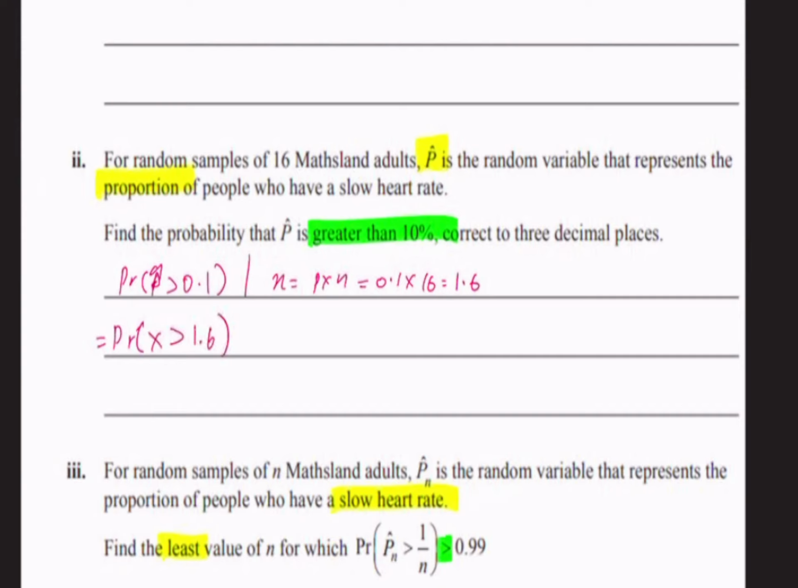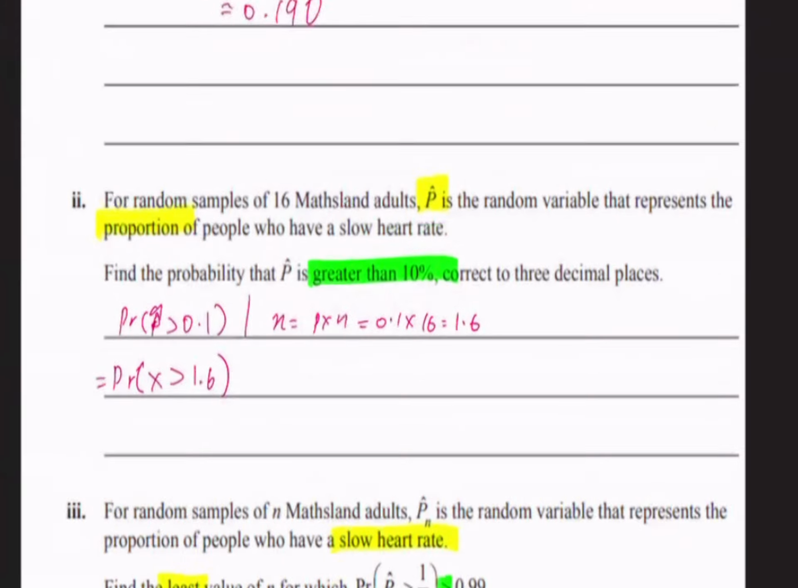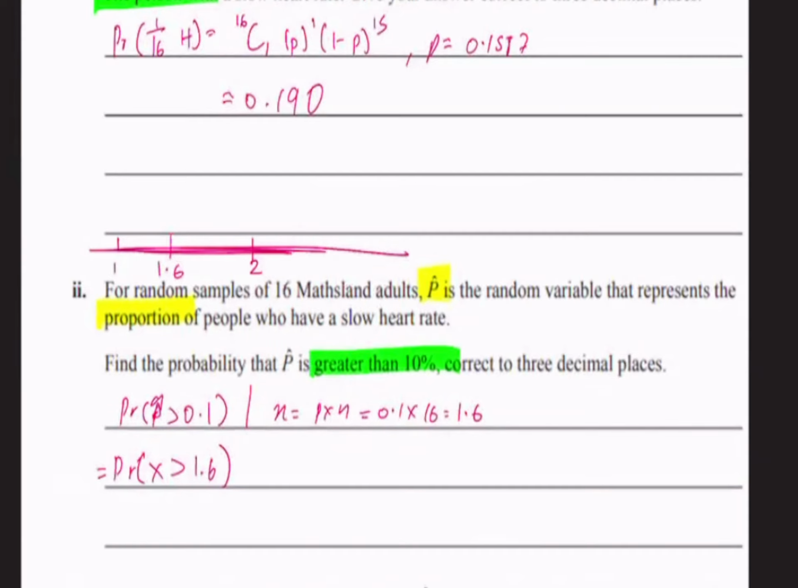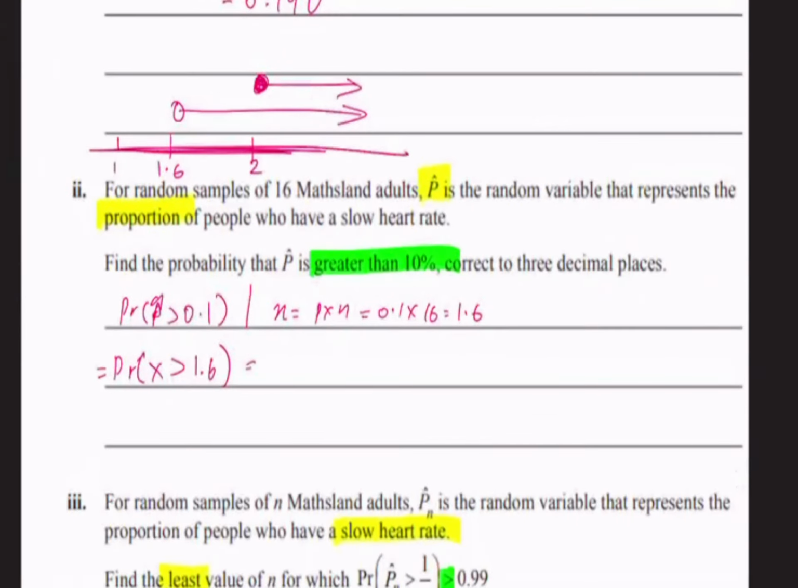But since we're dealing with binomial distribution, you can't have 1.6 of a person, and we also want an inequality that has an equal sign. If you consider a little number line here, 1.6 is here, 2 is here, 1 is here. We want x greater than this. But since we want a whole number, we move to the next closest thing, which is the probability that x is greater than or equal to 2.